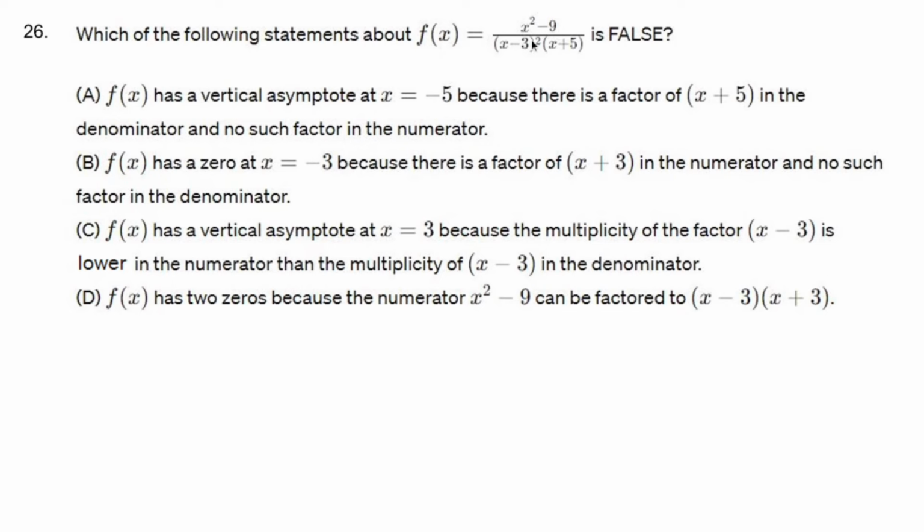Which of the following statements about f(x) = (x² - 9) over ((x - 3)²(x + 5)) is false? They want the lie. So it's like 3 truths and a lie, the game that you played in high school. I didn't, because I didn't have friends.